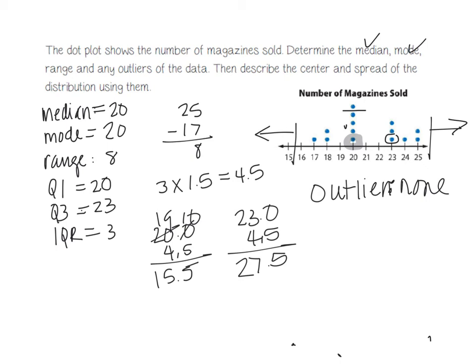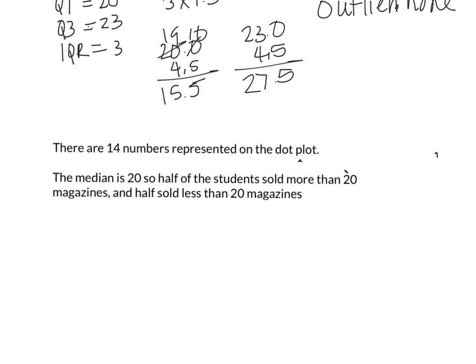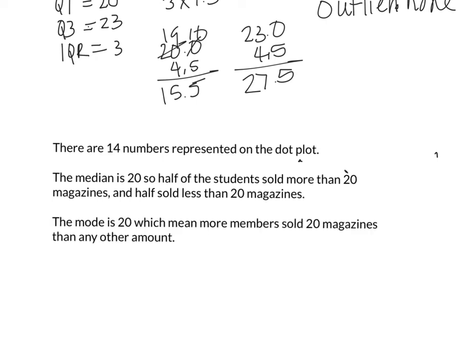Now, we're not done because we still have to describe it. It says to then describe the center and the spread of the distribution using these pieces of information. That's what "then" means. So I went ahead and typed it. All we're doing is talking about what we found. There are 14 numbers represented on the dot plot, and the median, the middle, is 20. That means half of the students sold more than 20 magazines and half sold less than 20 magazines. The mode is 20, which means more members sold 20 magazines than any other amount.